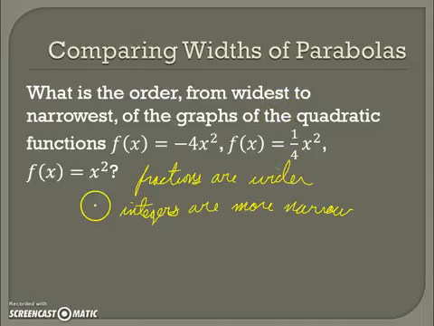So if I'm going from widest to narrowest, I'm going to start with 1/4 x squared. Then just my parent function, x squared. And then negative 4x squared. All right, so the widest is this. This is the narrowest. Again, it has to do with the absolute value of that a coefficient.